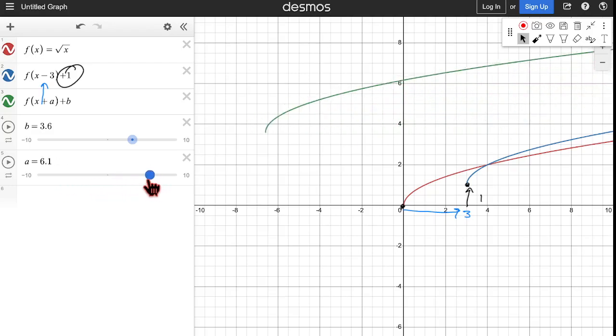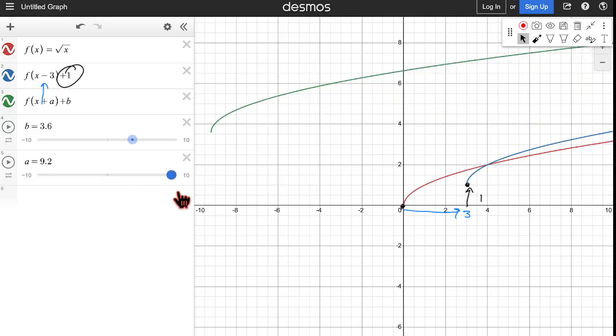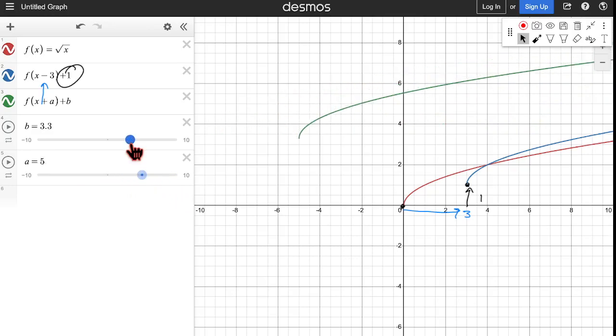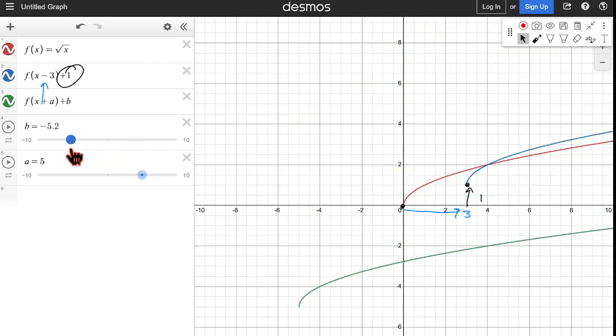So I can just kind of see how my sliders work. Horizontal translation is changing the input value, adding or subtracting to the input value, and it moves in the opposite direction of what I would say is your gut feeling. Negative makes it go positive, positive makes it go negative. When we're moving up and down, a positive moves you up, a negative moves you down.